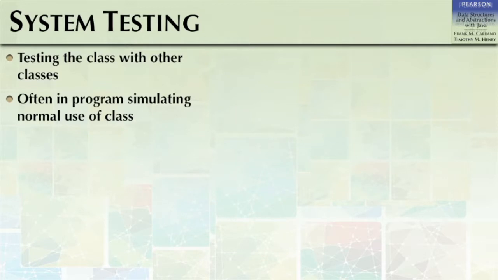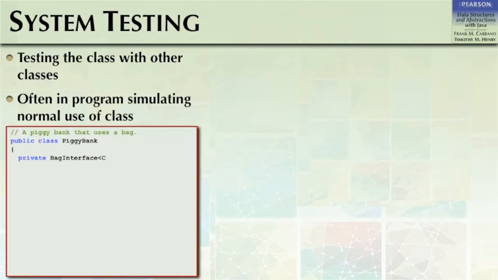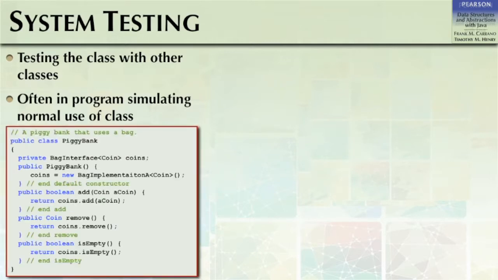We combine our bag implementation with several other classes to create a program that performs some real-world function that requires our class. In this example, we create a piggy bank that stores coins. The piggy bank holds all of the coins but does not organize them, and there may be duplicates. So our bag class is a good abstract data type to use as a data member.